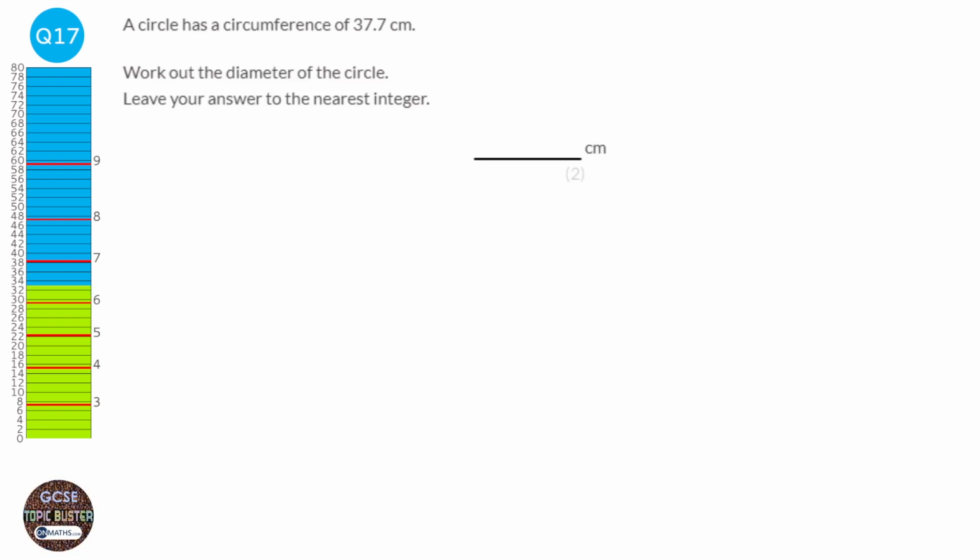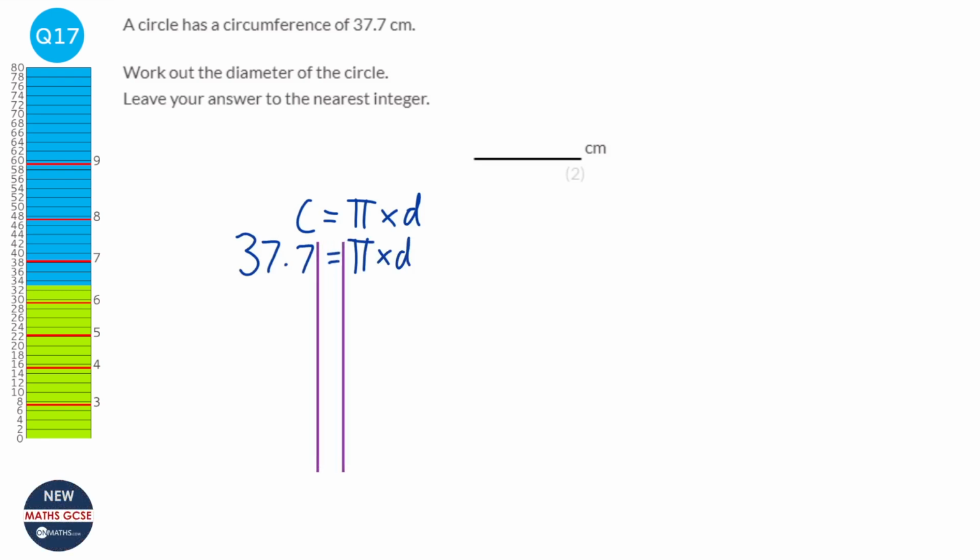The formula for the circumference of a circle is circumference equals pi times the diameter. In this question, we're given the fact that the circumference is 37.7, and we're asked to find the diameter. So if we put our lines in, all we need to do is divide both sides by pi. So we've got 37.7 divided by pi equals the diameter.